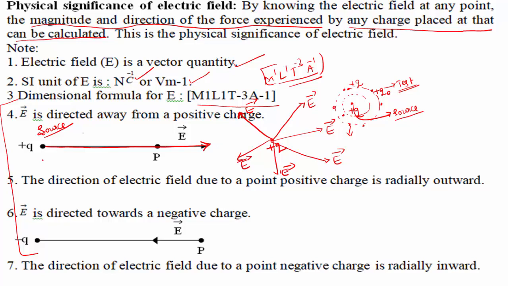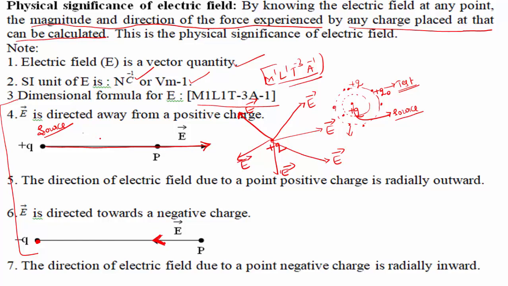positive charge. If there is a positive charge, the electric field is always directed outwards. Suppose instead we consider a negative charge, then the electric field is always towards the negative charge. Here minus Q is the negative charge. Due to this negative charge also the electric field is produced, but it is always directed towards the negative charge.